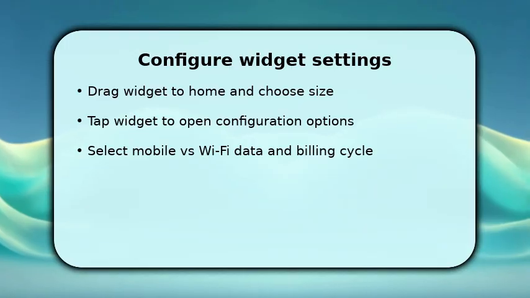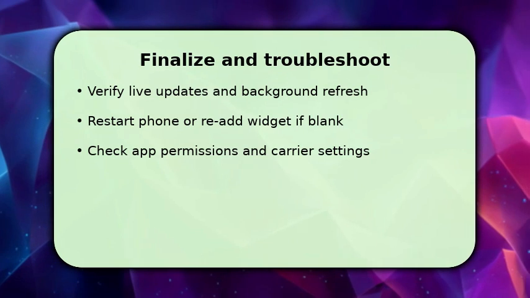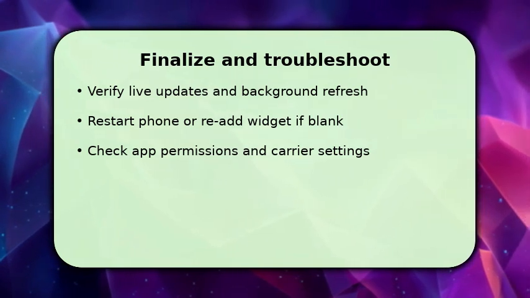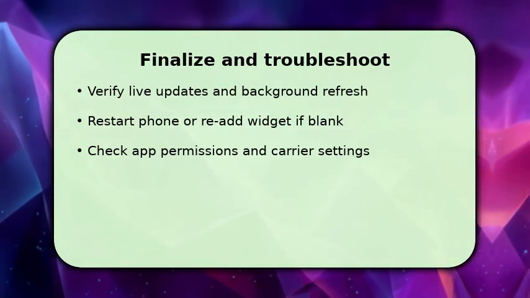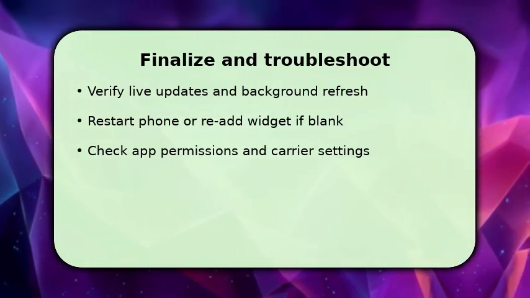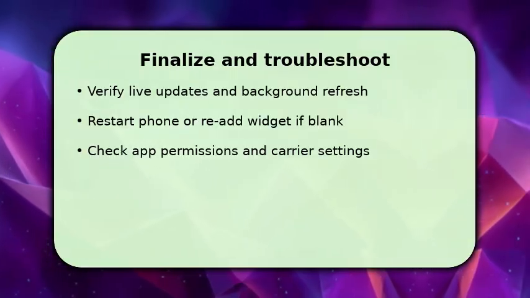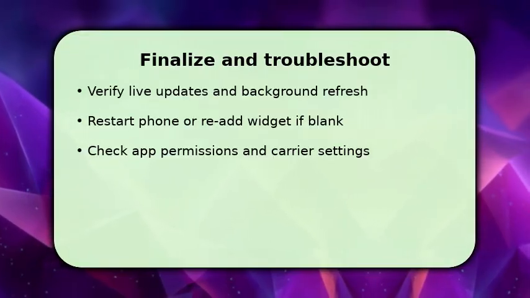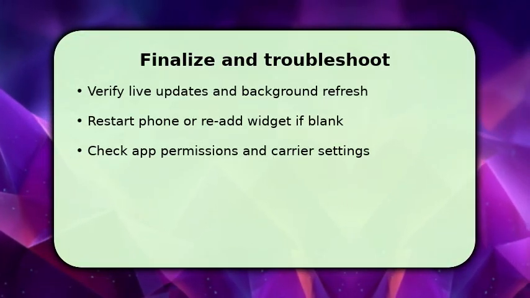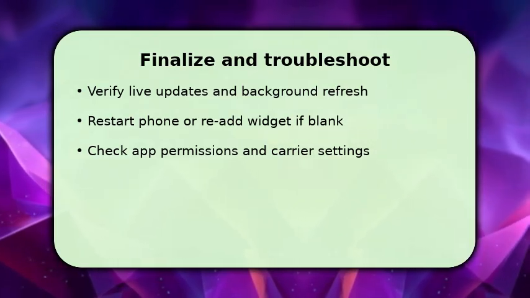You finish by confirming the widget updates in real time. Open it and check that usage increments after data activity, because that proves background refresh is allowed. If the widget shows blank or stale data, remove and re-add it, then restart the phone to reset services. This fixes most sync issues. If problems persist, make sure the related app has permission to access network usage and that carrier settings aren't blocking reporting, which can prevent.